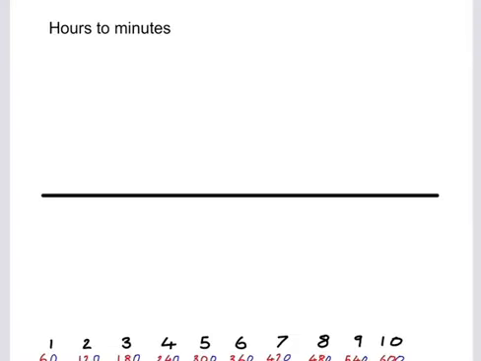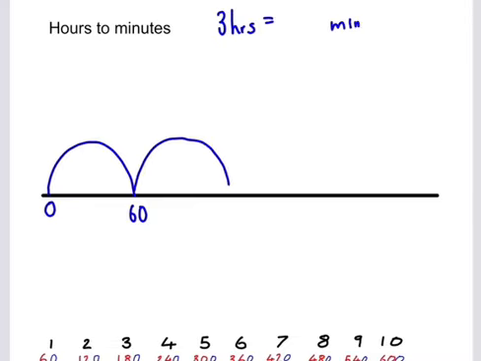So if somebody said to me, what are 3 hours? I would say, well, there's 1 hour, gets me from 0 to 60 minutes. We're after minutes, by the way. And in 2 hours, that gets me to 120. And in 3 hours, that gets me 180. How many minutes in 3 hours? There's 180.